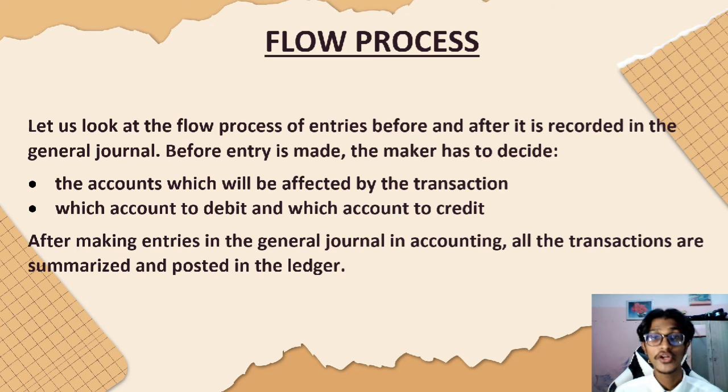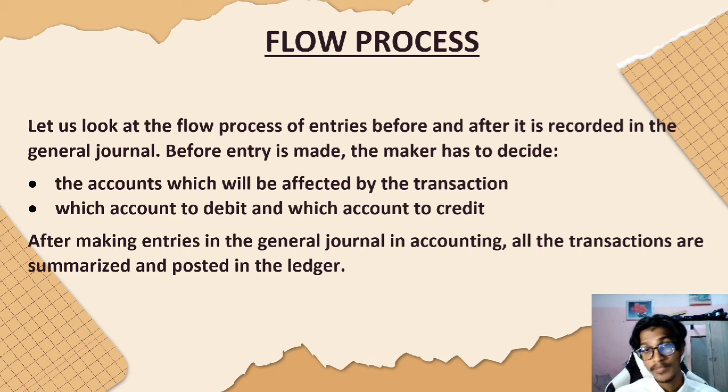Next, we move on to the flow process. Let us look at the flow process of entries before and after they are recorded in the general journal. Before an entry is made, the maker has to decide first the accounts which will be affected by the transaction, and second which account to debit and which account to credit.